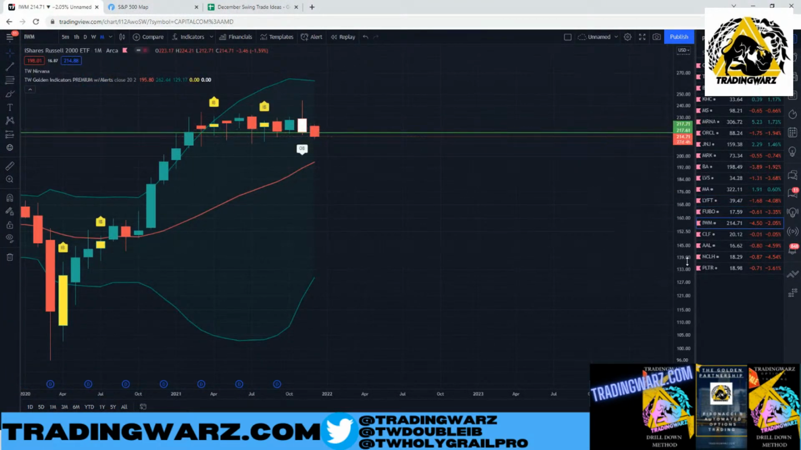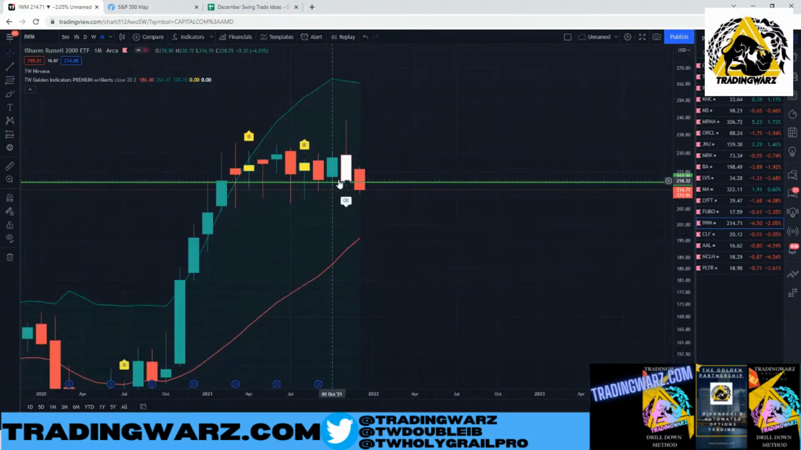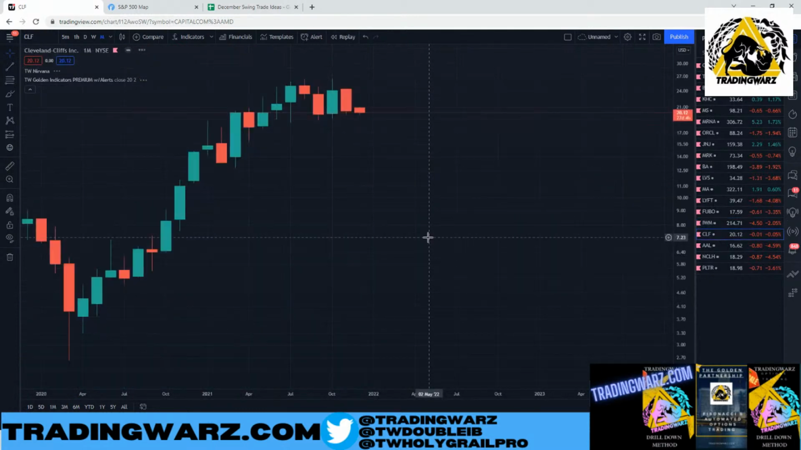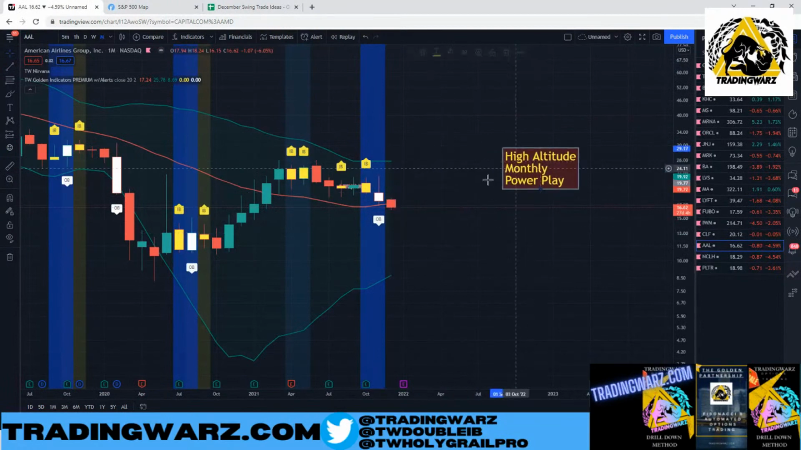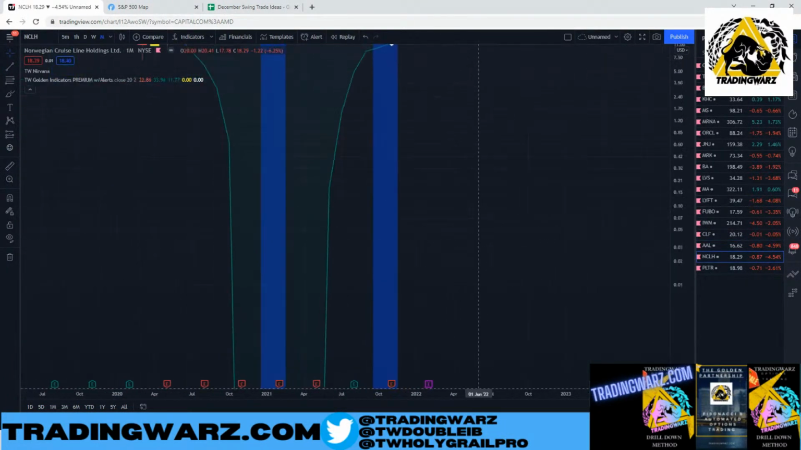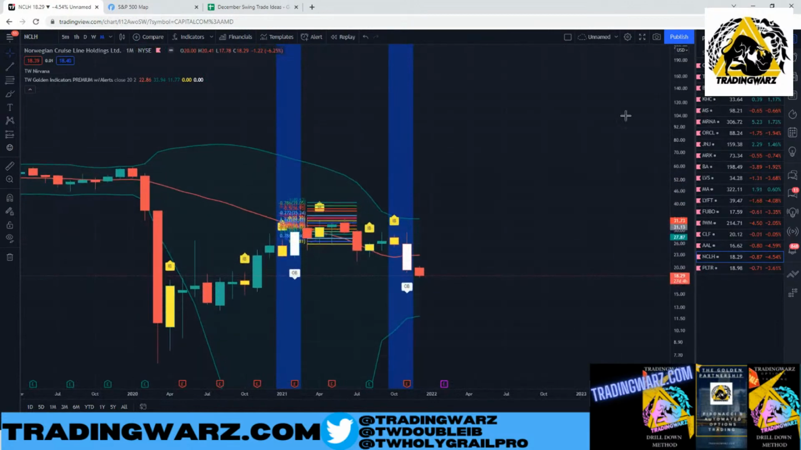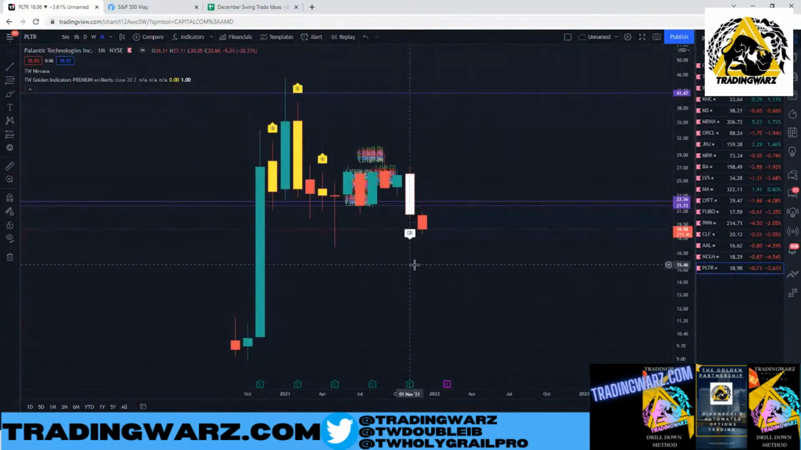So right now, what I would say on indexes like this, we started to break down. If we start turning back up and break last week's high, this monthly bar high, if we can start turning around and breaking this so far, that could be very, very bullish. Cleveland Cliffs kind of going sideways. American Airlines with a little push down there. Norwegian Cruise Lines already pushed down off that outside bar. And PLTR, nice push down already.